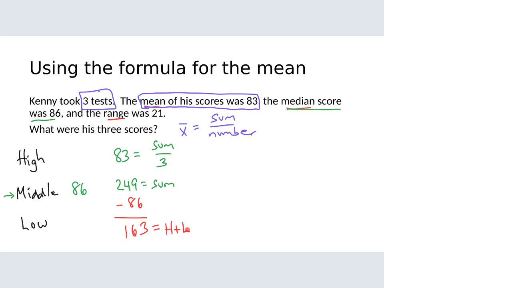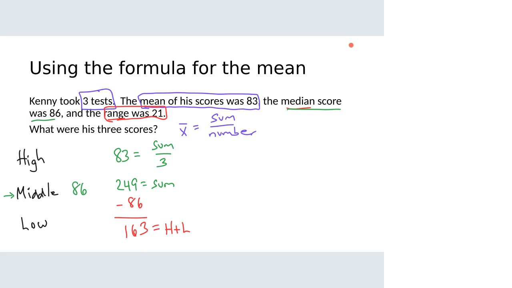If I add all 3 together, I get 249. If I take this 86 out, then highest plus lowest has to be 163 points. If that doesn't make sense, you let me know. So highest plus lowest is 163, and the range is 21. So these 2 have to add up to 163, and the difference between them has to be 21.